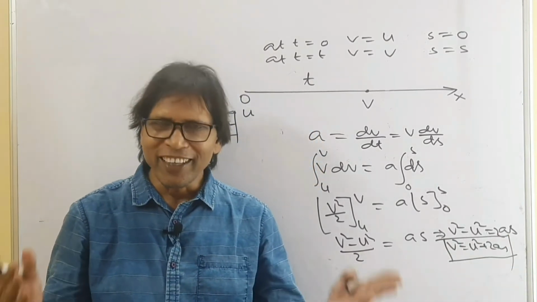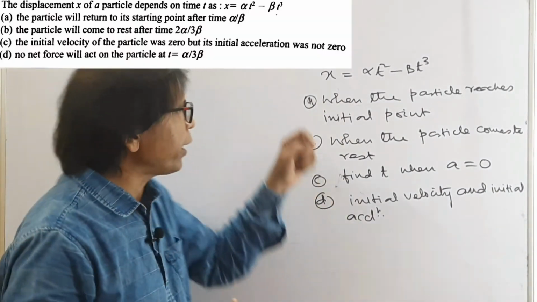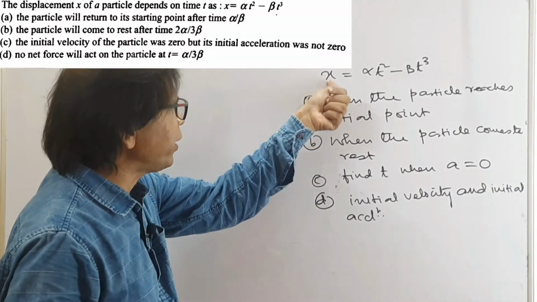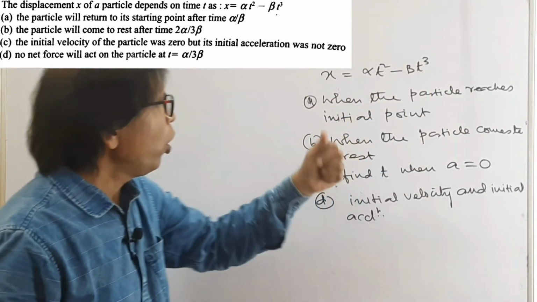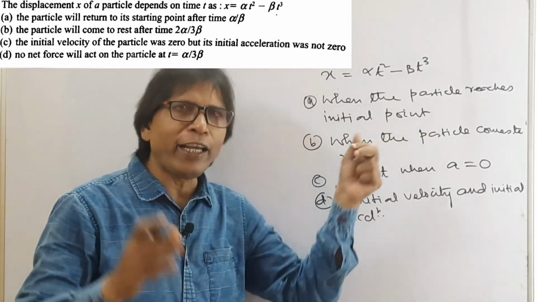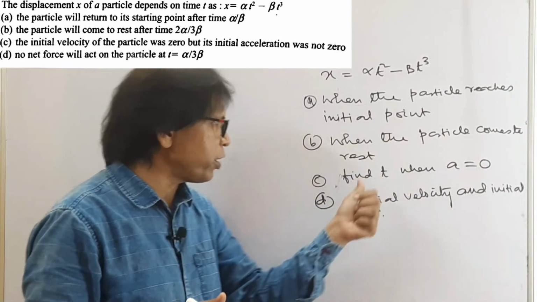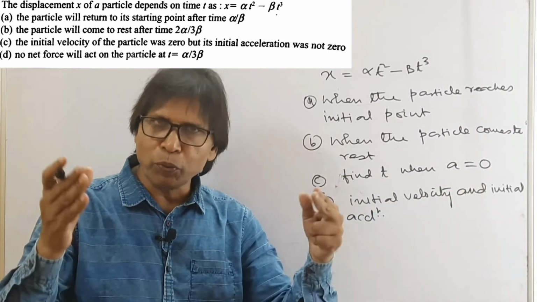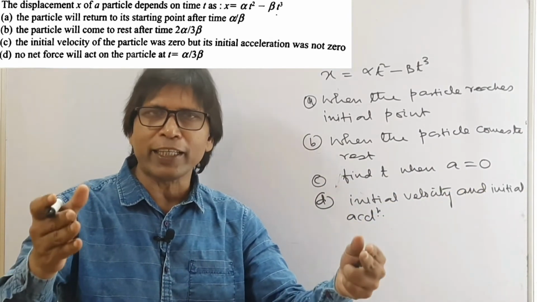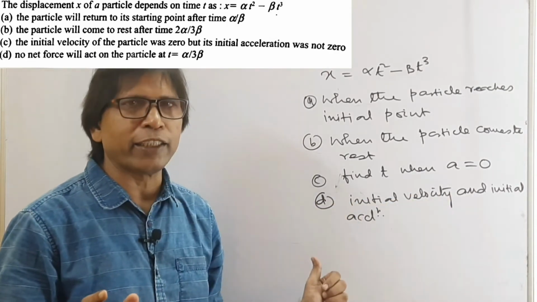Okay. Now a numerical. Look at this, the position of a particle along a straight line is x equals alpha t square minus beta t cube. Find the time when the particle reaches the initial point, when the particle comes to rest, and when acceleration is 0, that is when the force acting on the particle is 0, and also the initial velocity and initial acceleration.